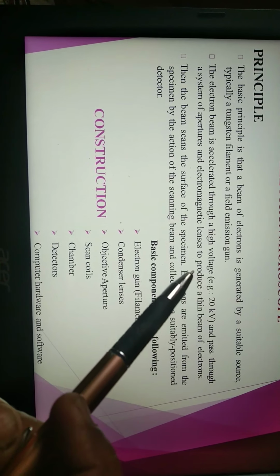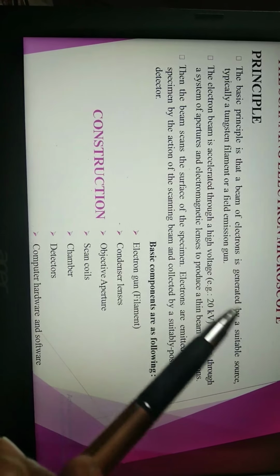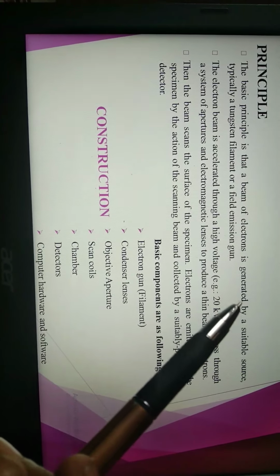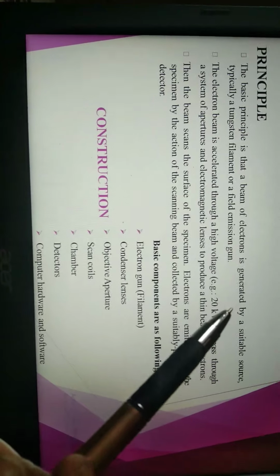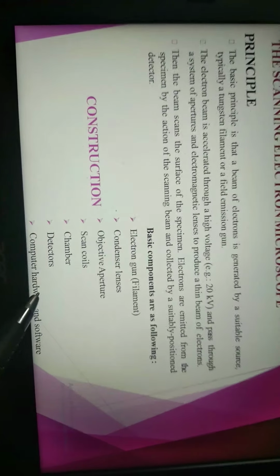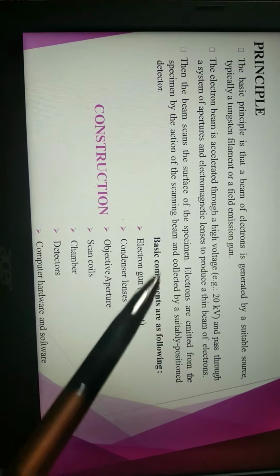the objective lens it is received and then thrown towards the specimen where it interacts, and it gives out different kinds of electrons which are detected by the detectors, and the information given by the detectors is just received by the computer hardware and software. So this was about the principle.